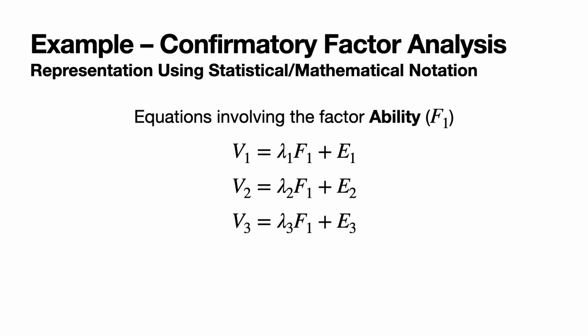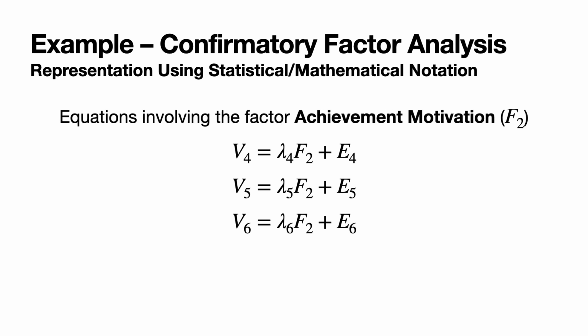The next equation is V2, which is the GPA in the last year of high school, being related to F1, the ability latent construct, through the equation lambda 2 times F1 plus its own error term E2. And then finally, V3, the GPA in the first year of college, is related to the ability construct through the equation lambda 3 times F1 plus E3, which is its own error term.